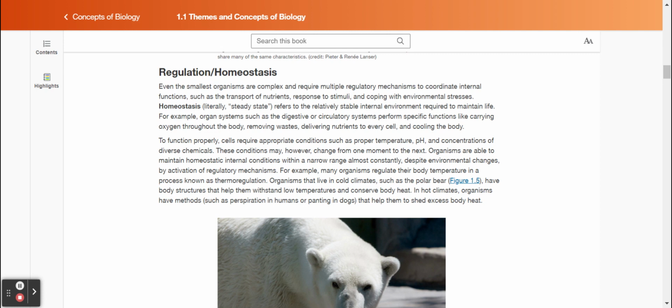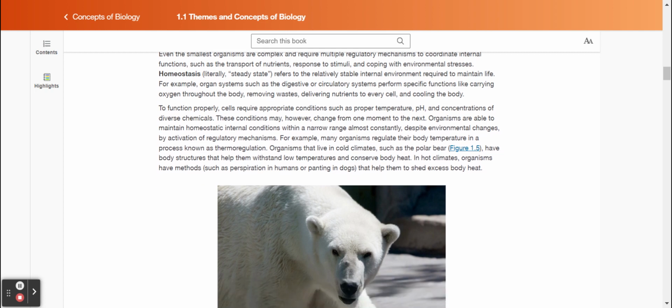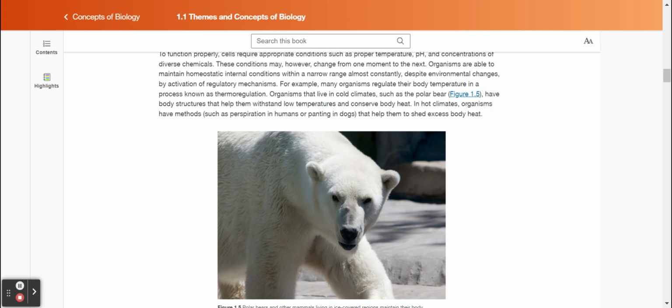For example, organ systems such as the digestive or circulatory systems perform specific functions like carrying oxygen through the body, removing waste, delivering nutrients to every cell, and cooling the body. To function properly, cells require appropriate conditions such as proper temperature, pH, and concentrations of diverse chemicals. These conditions may, however, change from one moment to the next.